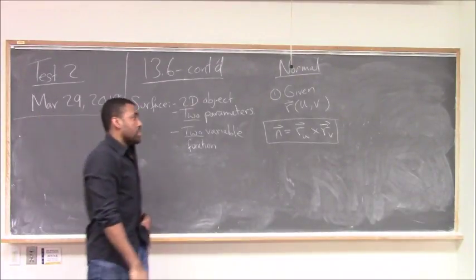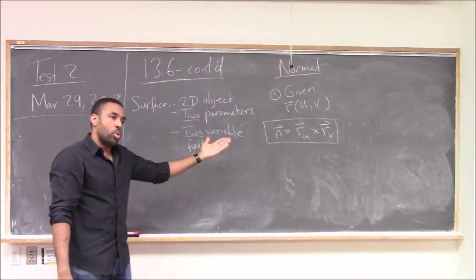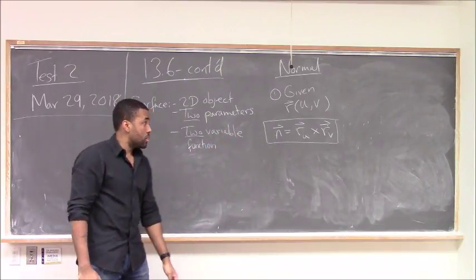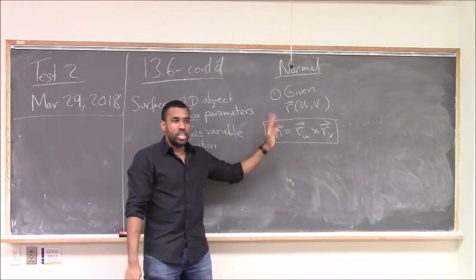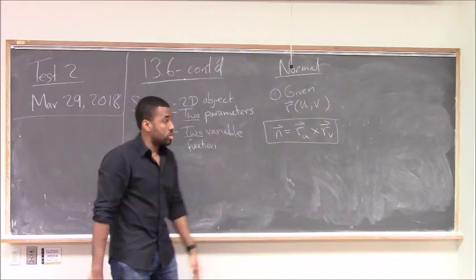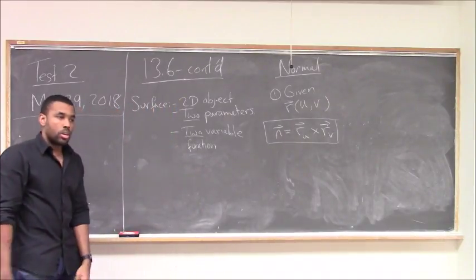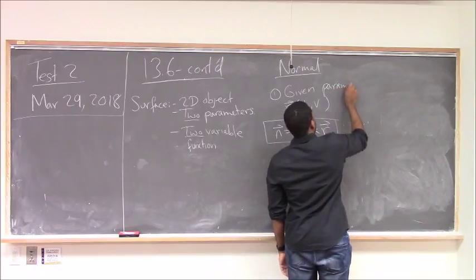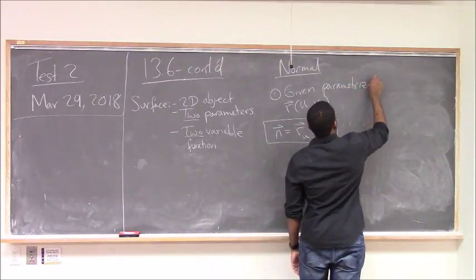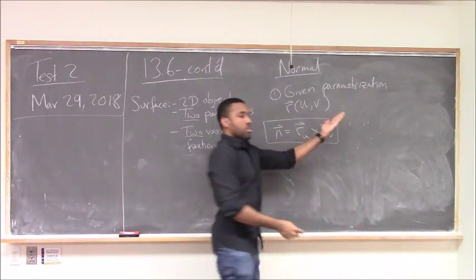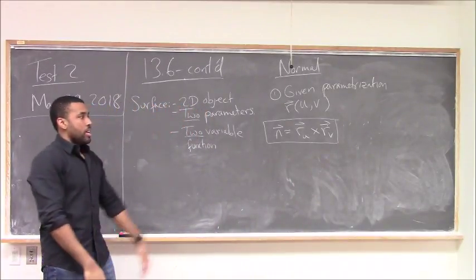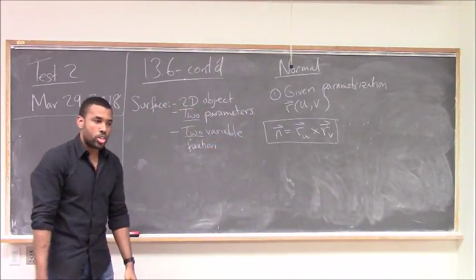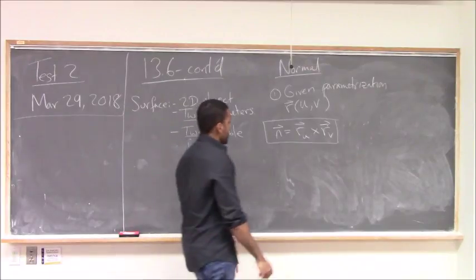The direction in which this is going to be pointing will make a difference in the future, but it's just going to be like you're taking the positive or the negative of this, and we'll talk about situations where that comes into play. So given a parameterization, you can find the normal vector by taking the cross product of the partials with respect to each variable. Give me another situation.